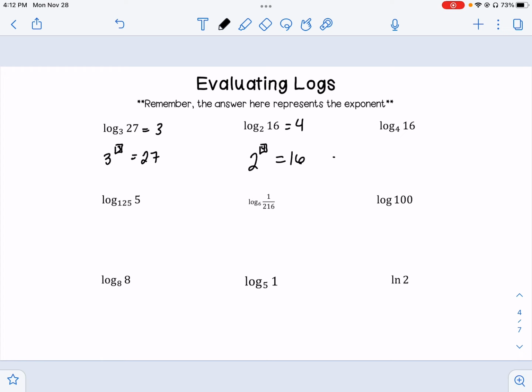I like this relationship here. These ones are very similar to each other. We're asking 4 to the what is equal to 16, while 4 squared is equal to 16. So notice how we're just going through and we're saying, what was the exponent that made this statement true? 2 to the what gave me 16? 2 to the fourth.